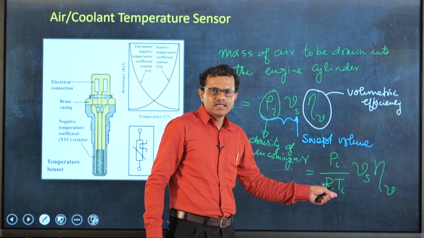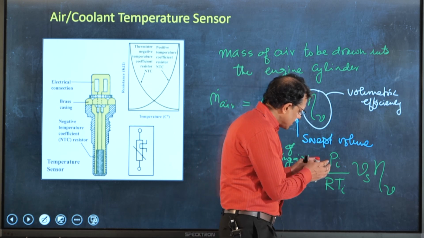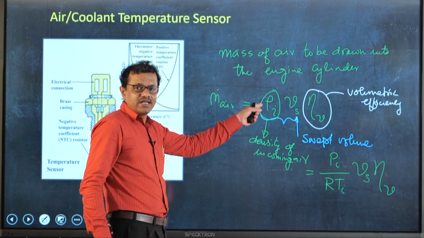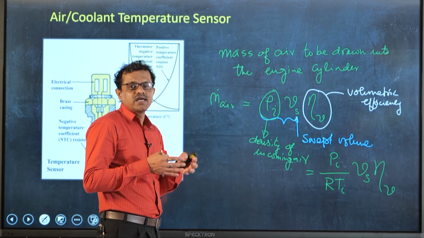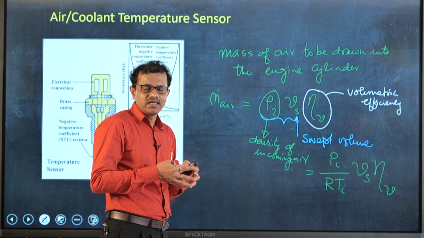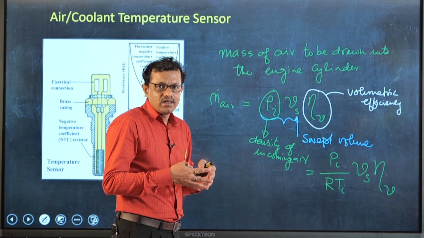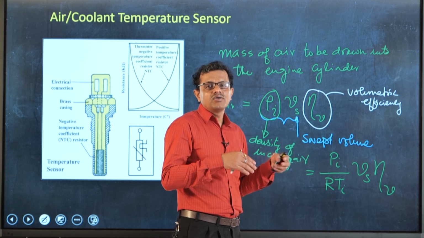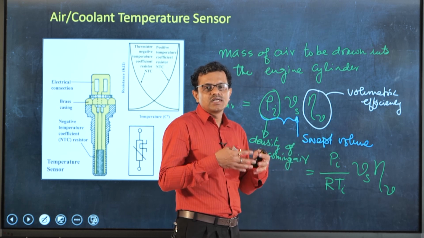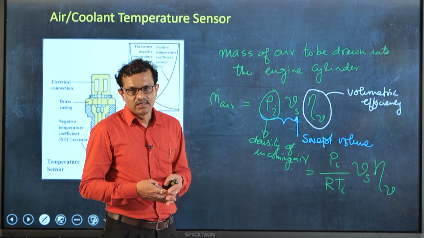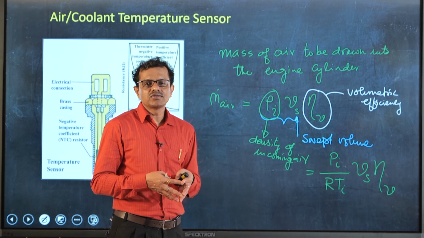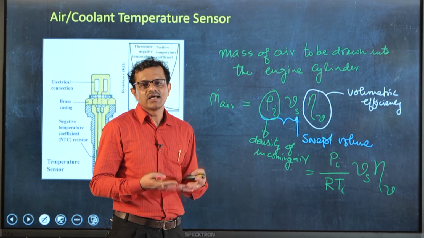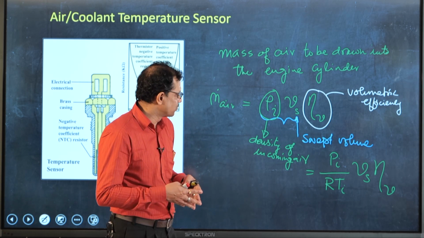So, P_i by R T_i. Now, you can understand that if we can have air with low temperature, then it would be denser. That means if somehow we can control the temperature of the incoming air at a level for which, for a given throttle opening and at a given cycle, a greater mass of air can be drawn into the engine cylinder. If we can have a greater mass of air in the engine cylinder, then certainly the combustion rate will increase and we can produce more power output.